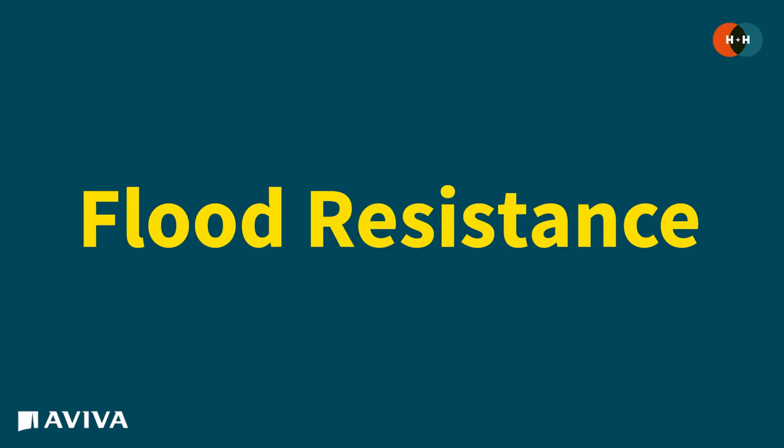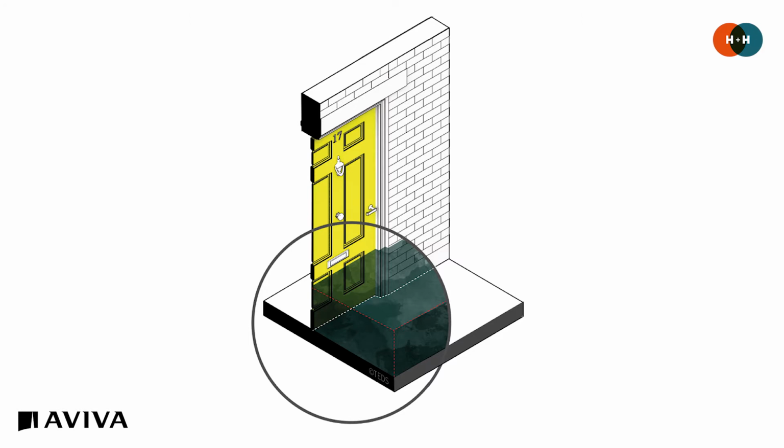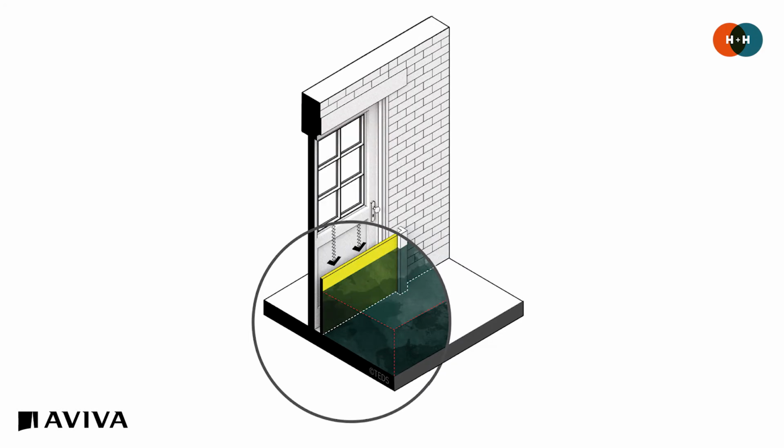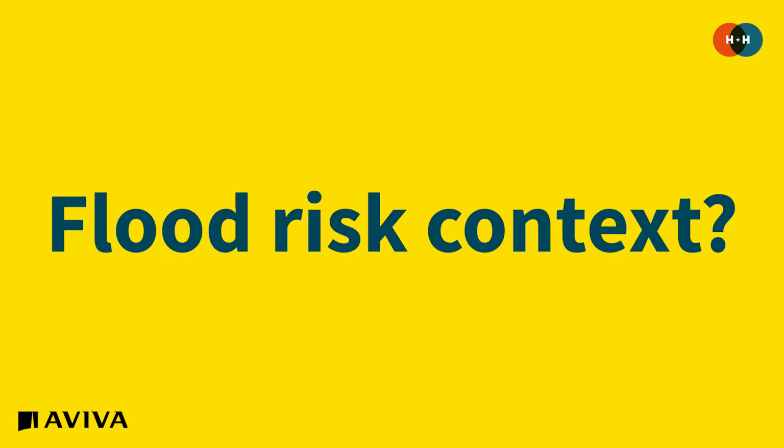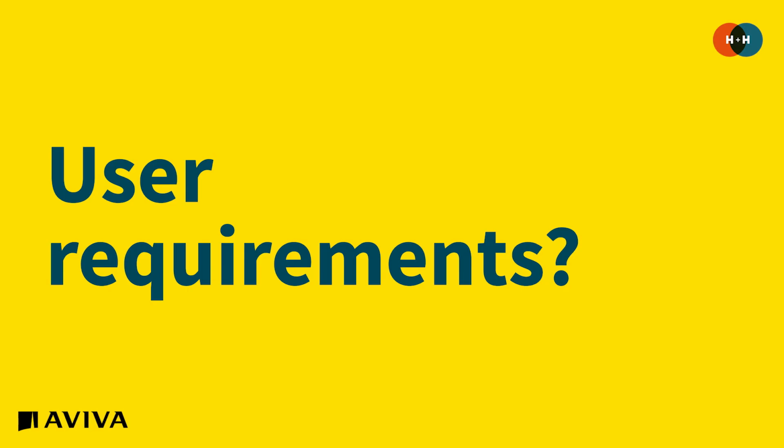It could be that flood resistance measures are used, such as flood doors or deployable flood barriers, and these can help slow the rate at which floodwater enters a building. But be warned though that their suitability does depend on the property type and the flood risk context, as well as the actual user's requirements themselves.